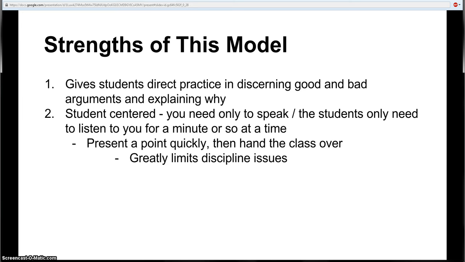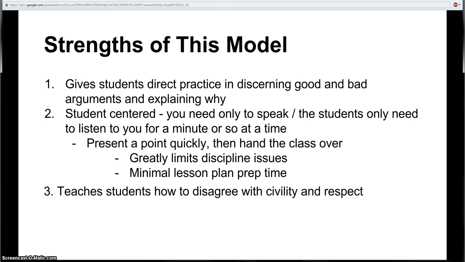This greatly limits discipline issues because you don't have to constantly tell the students to be quiet because you're the one speaking. And it also has the benefit of creating very minimal lesson plan prep time. You only basically need to be an expert in 6 to 10 points total. So become an expert in those 6 to 10 points, present them the best you can, and that's all you need to do.